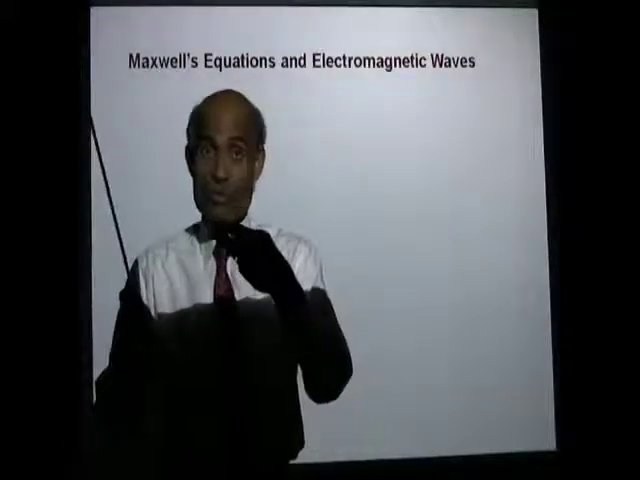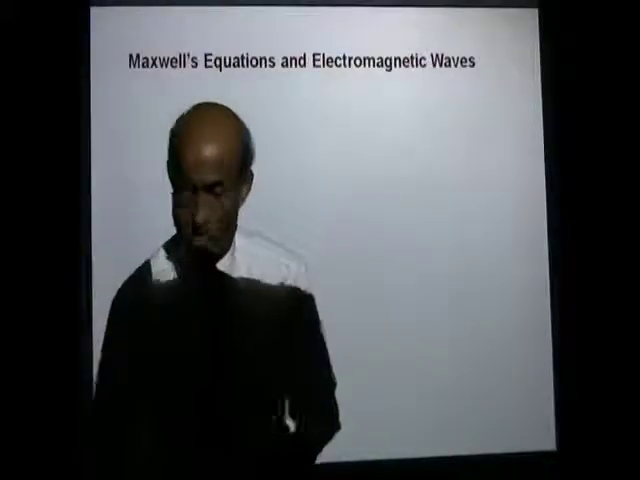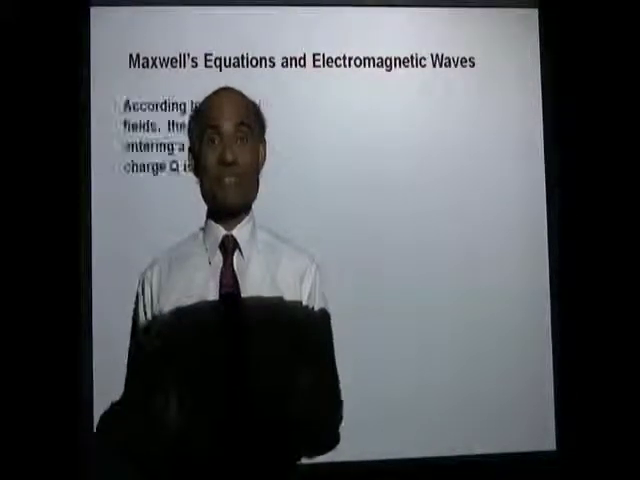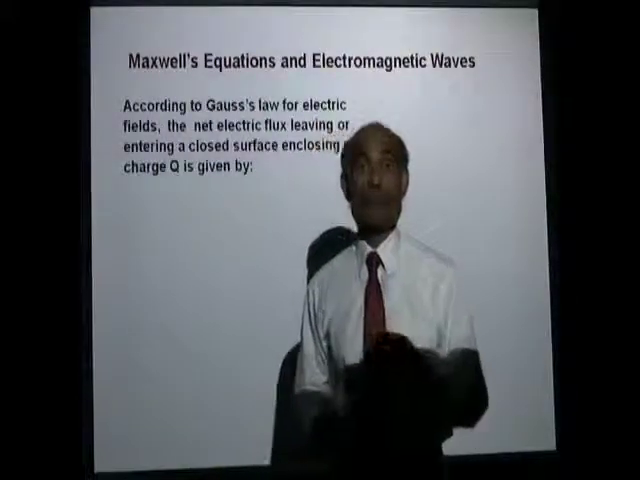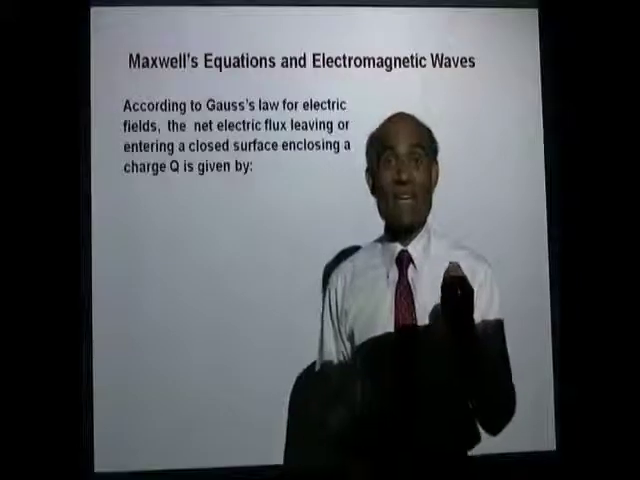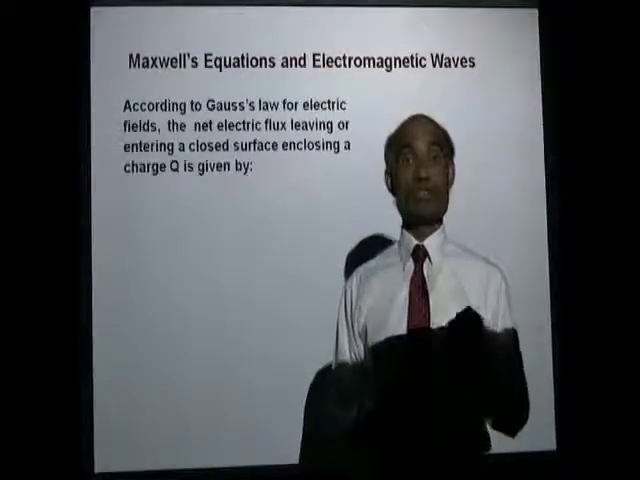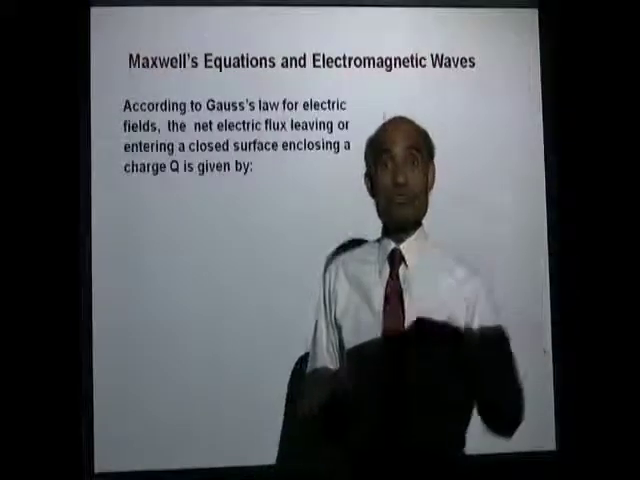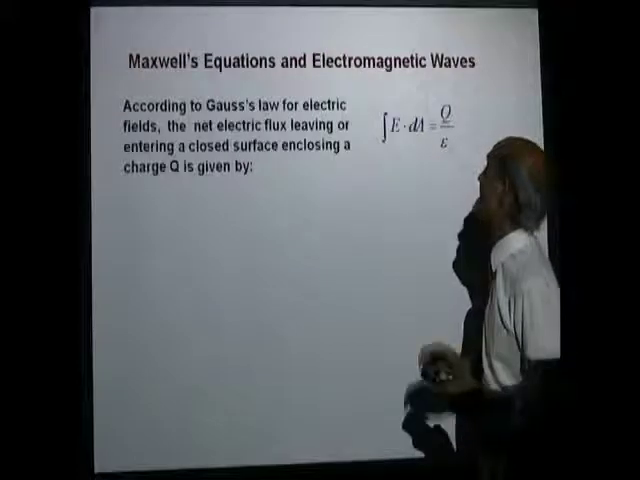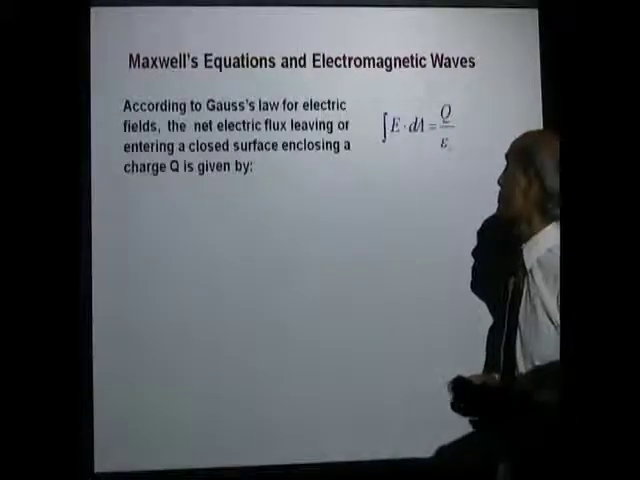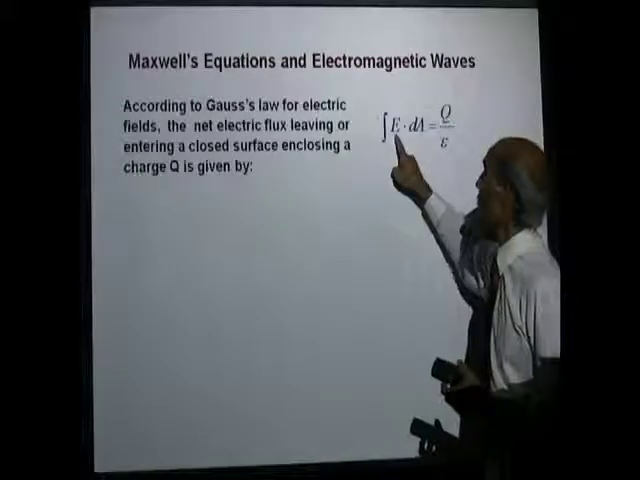Well, both these rules are actually part of Maxwell's equations. So, let's now talk about Maxwell's equations. According to Gauss's law for electric fields, the net electric flux leaving or entering a closed surface enclosing a charge Q is given by integral E dot dA equals Q over epsilon naught. What does this quantity mean?